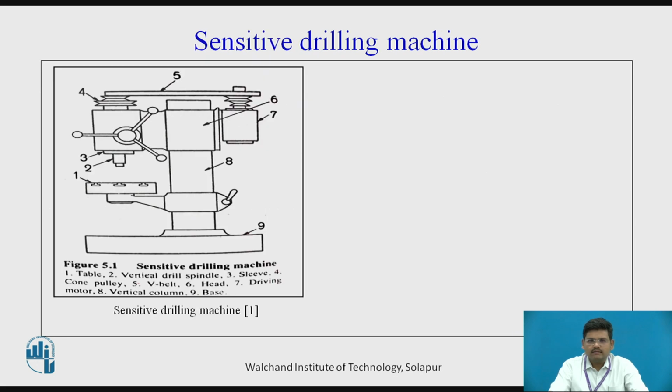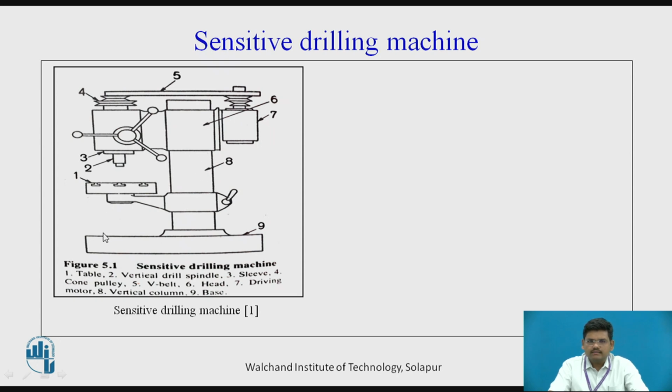Now moving on to the second, this is the sensitive drilling machine. As you can see in the construction, this is the base, this is the vertical column, this is the spindle, this is the wheel to move the tool or the spindle into the job, this is the table where you can clamp the job, and this is the drive mechanism given to the spindle with the help of a pulley and belt arrangement. You can see the V-belt pulleys here. This is the head or spindle, this is the driving motor and the vertical column.